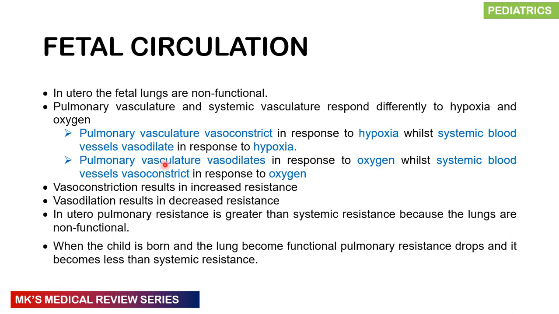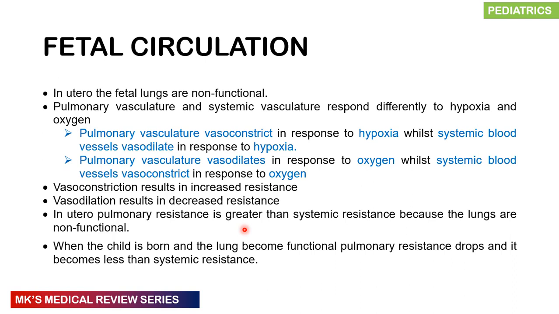So remember, vasoconstriction is going to lead to an increase in resistance, whether systemic or pulmonary. Vasodilatation is going to lead to a decrease in resistance, whether pulmonary or systemic. Then in utero, the pulmonary resistance is going to be far greater than the systemic resistance because the lungs are non-functional.